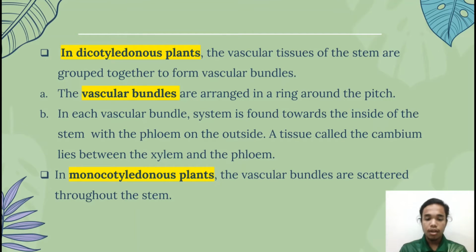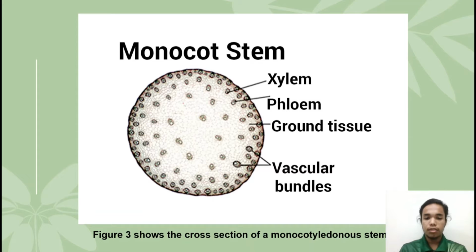In monocotyledonous plants, the vascular bundles are scattered throughout the stem. This is the cross-section of a monocotyledonous stem.